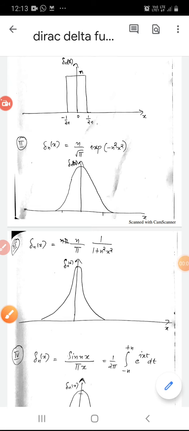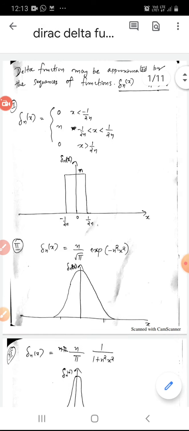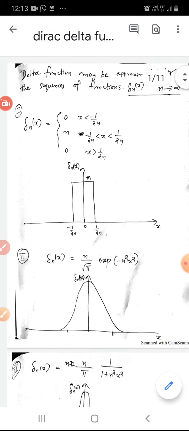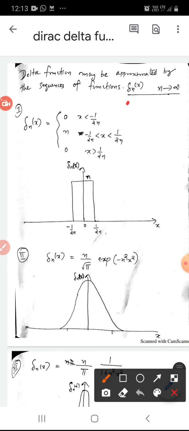The Dirac delta function can be approximated by a sequence of functions delta nx, where n tends to infinity. So the Dirac delta function can be approximated by the sequence of functions delta nx as n goes to infinity.